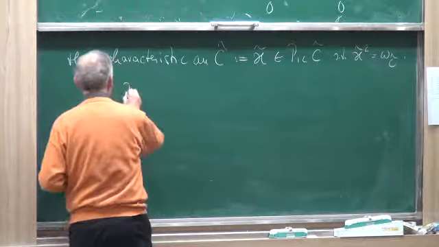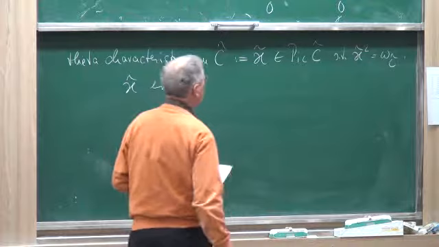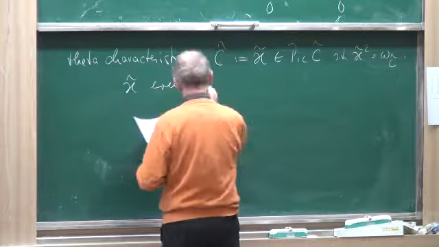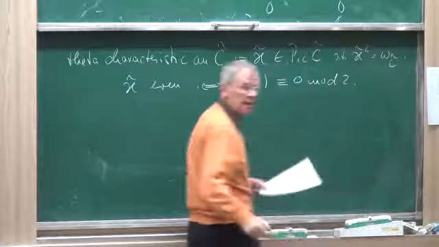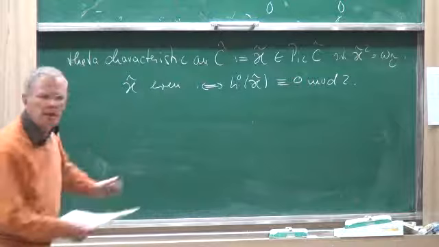And kappa tilde is even if and only if H0 of kappa tilde is congruent 0 mod 2. If H0 of this is even, okay; if H0 is odd, it's called an odd theta characteristic. Similar notation for C, theta characteristics on C.